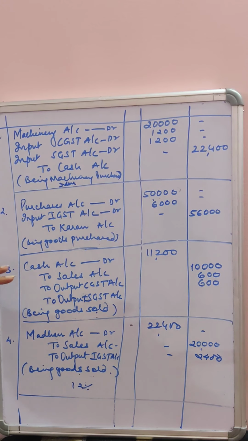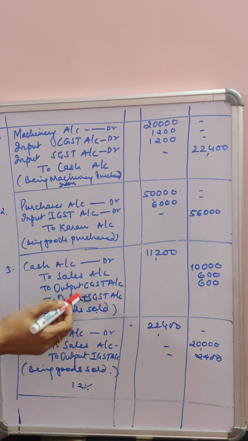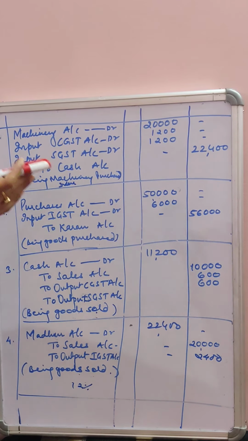So keep it in mind, when we are purchasing goods, input CGST, SGST. When we are selling goods, output CGST, SGST. It will be in case of intrastate. In case of interstate, it will be IGST. For purchases, input IGST. For sales, output IGST. Every time keep it in mind that GST will be debited or credited along with the assets purchases or sales. Okay, that's it for today.